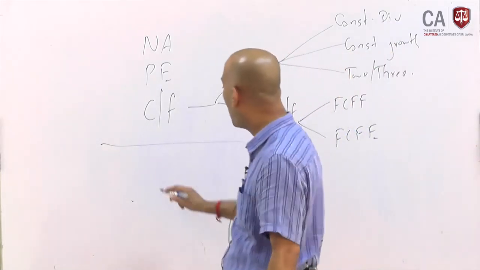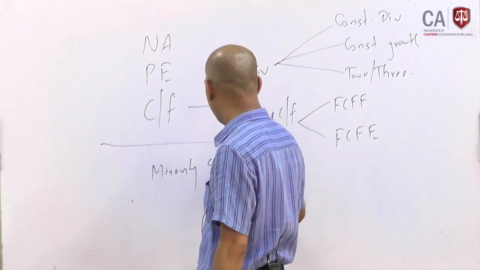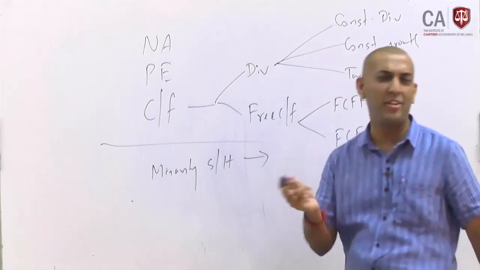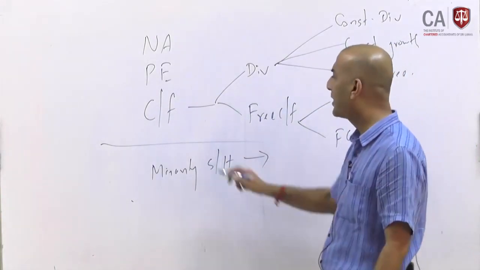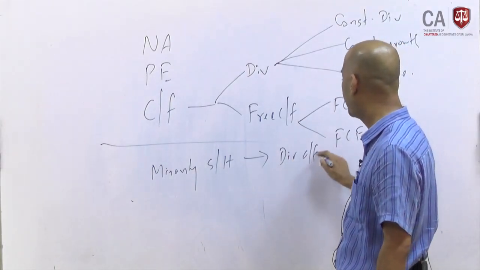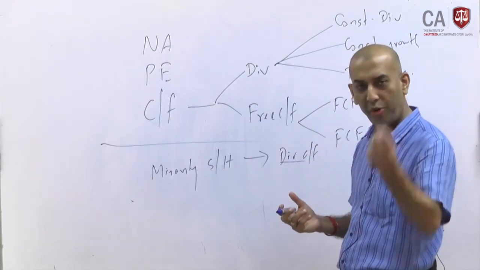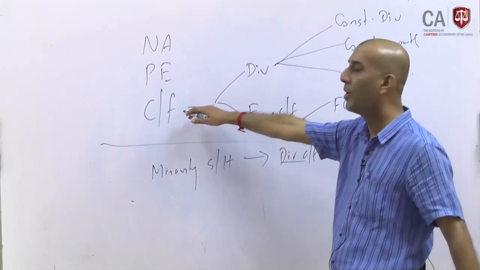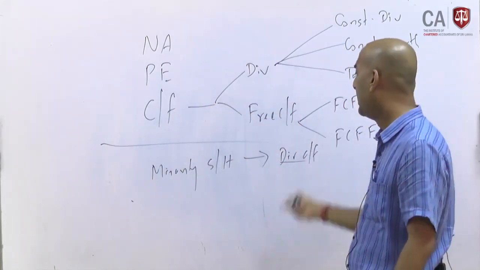If you are talking about a minority shareholder, the shareholder is a minority, he is only owning 10,000 shares, or he is interested in buying 10,000 shares, what is the more relevant method? I would say the main method will be the dividend cash flow method. A minority shareholder is not interested in the total company or controlling stake, so he doesn't want to worry about free cash flow. He can use the dividend cash flow method and value the company.